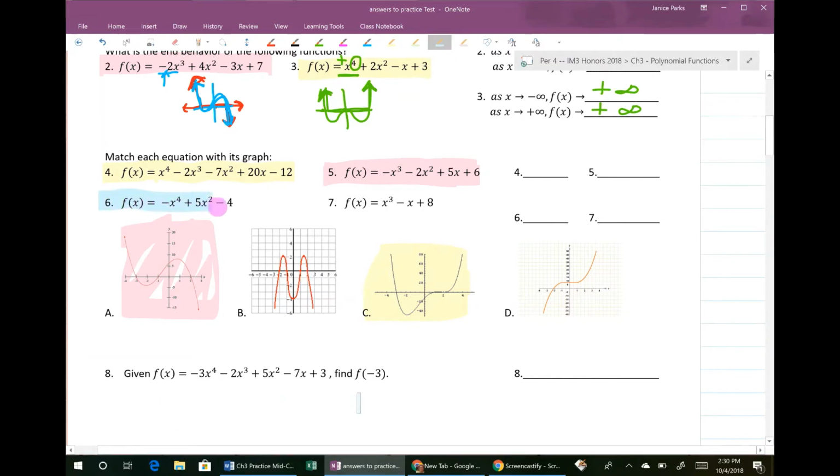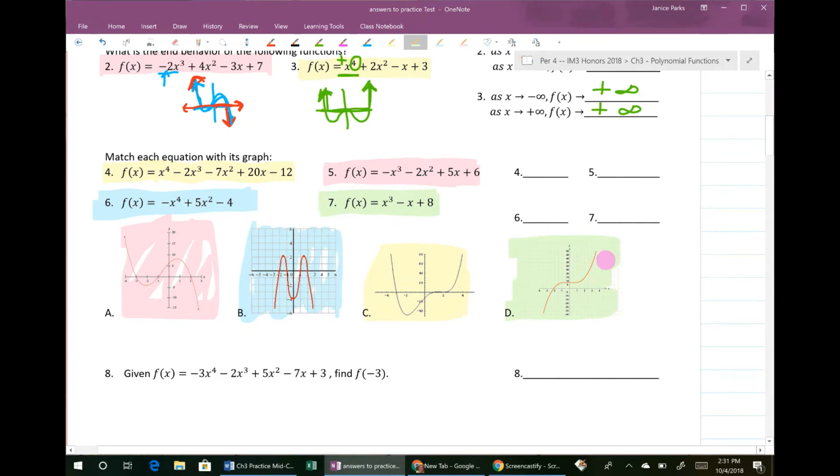For number 6, it's a negative x to the 4th. Both ends have to be pointing in the same direction, and they have to be pointing downward because it's negative. Which means that the last one has to be, that's a positive x to the 3rd. I guess it doesn't have to be, but it is. Positive x to the 3rd, it's going upward.